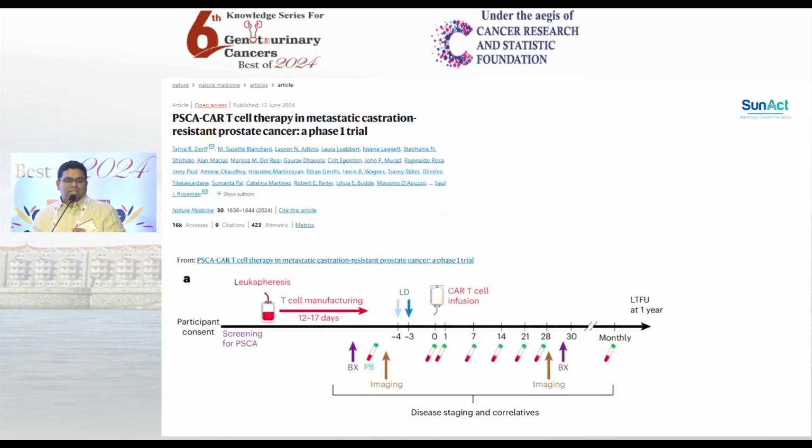Let's look at the PSCA CAR T. This CAR T was given in castration-resistant prostate cancer, and it was an autologous CAR T. So you would see that there is a harvesting done, there is a delay of around 3 weeks, then there is a CAR T infusion, and the patients were followed up for a year in this situation.